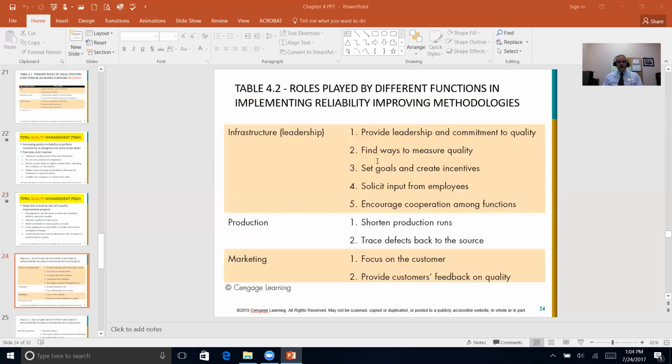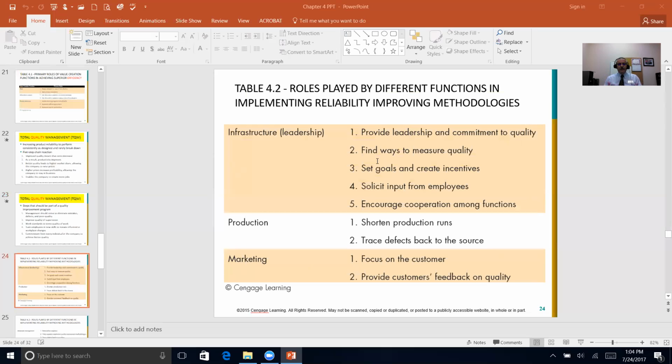This particular table goes into some of these different roles that we just talked about. So let's look at a few of these if we could. Among those companies who successfully adopt quality improvement methodologies, certainly they stand out. As we know, improvement in product reliability is a cross-functional process. It requires close cooperation among the various functions within the organization, and those different roles that are played by the different functions as they go about implementing reliability improvements are summarized here in this table.